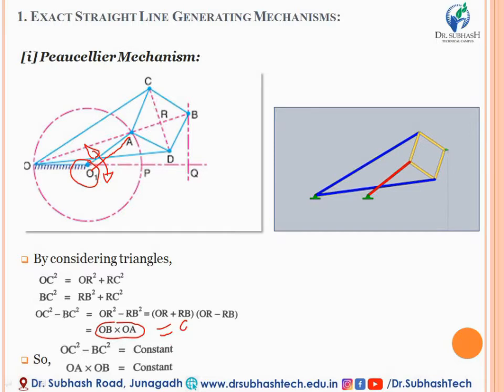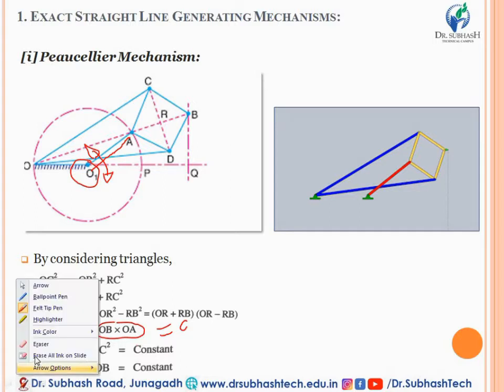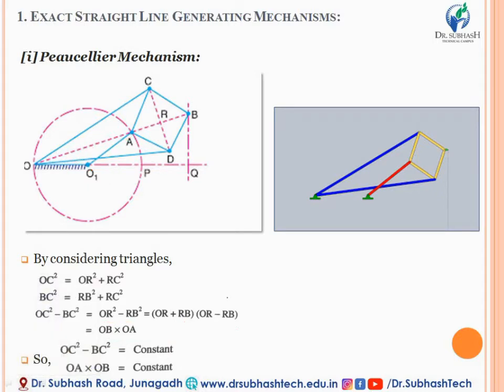So we can say that OC square minus BC square is equal to the product of OB into OA, and ultimately it becomes constant. So in short we have proved that OC square minus BC square is of course constant, and the product of the dimensions of links OA and OB also remains constant during the rotational motion of link O1A.